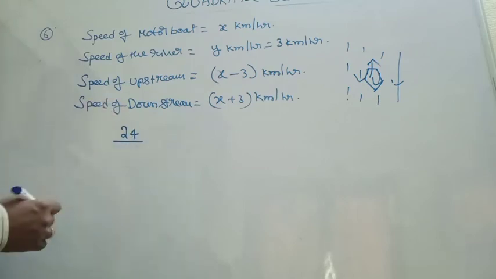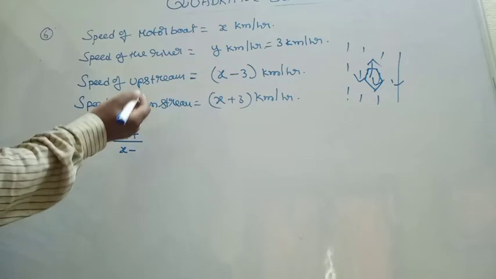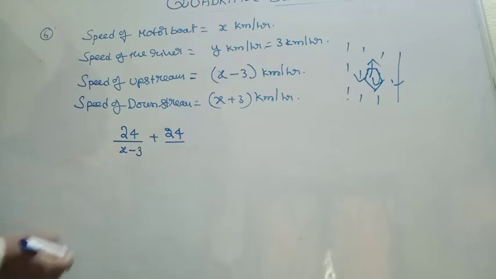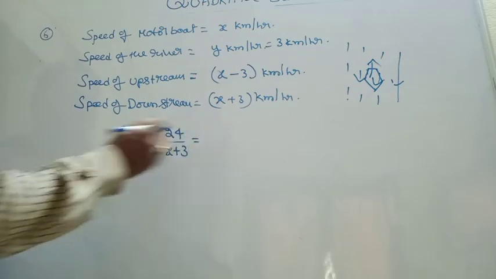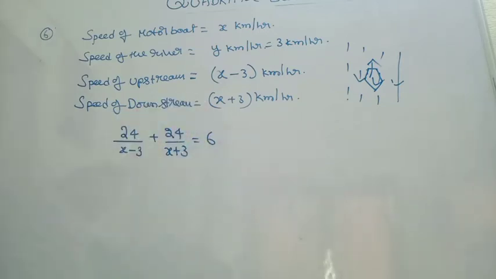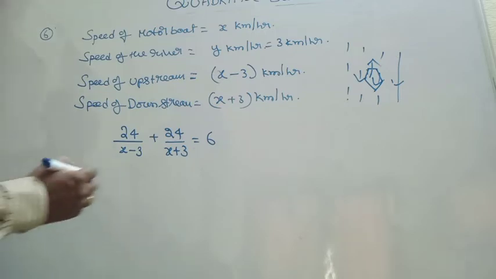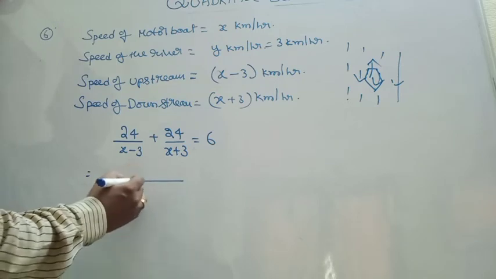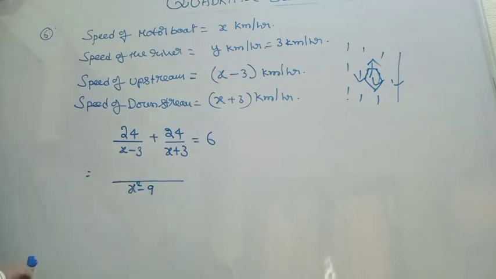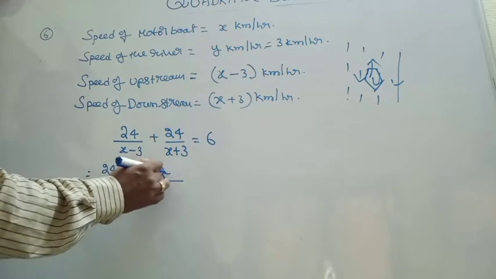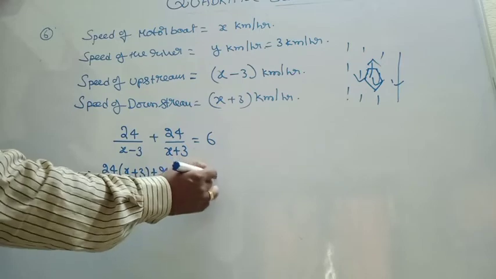This distance 24 by the speed of upstream, that is x minus 3, plus 24 by the speed of downstream, that is x plus 3. This is distance by speed, which is time. The total time taken is 6 hours. Now if we take the LCM, it is x minus 3 into x plus 3, that is x square minus 9. Now 24 into x plus 3 plus 24 into x minus 3 is equal to 6 into x square minus 9.